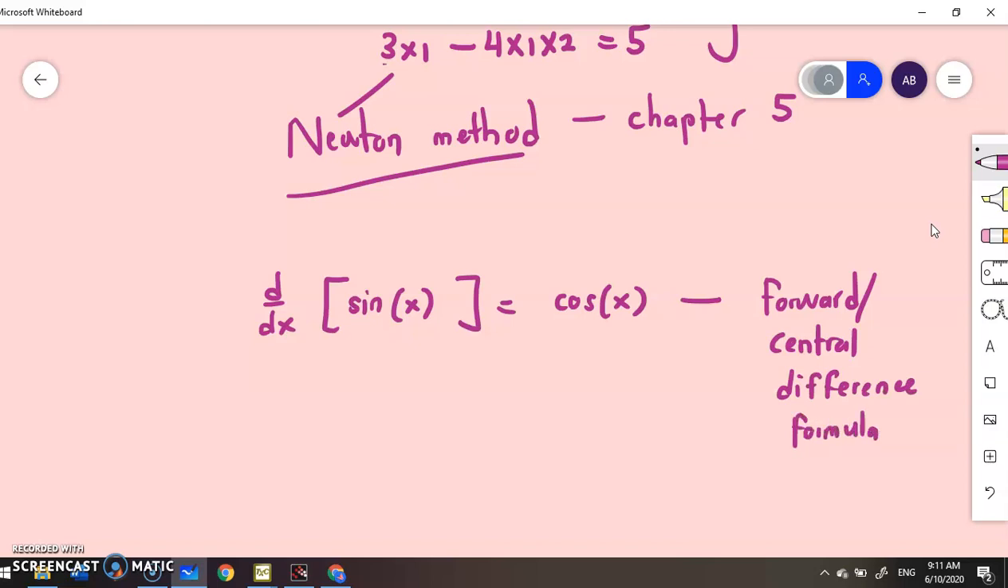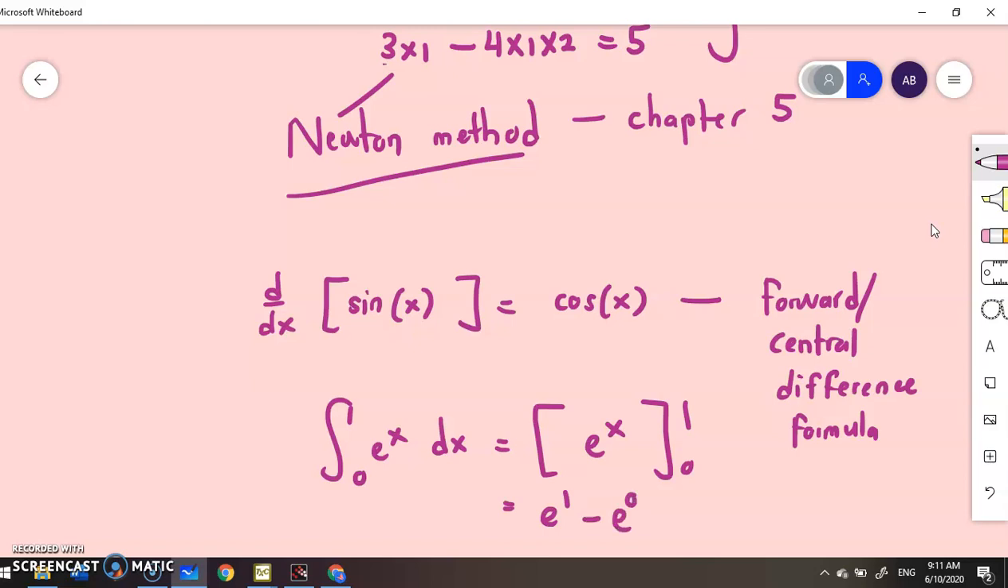Now similarly, if you have an integral of exponent x dx, how can I solve this? Obviously, it's not that difficult if you solve it analytically. But we will learn how to solve this numerically using a few methods: trapezoidal, Simpson rule, and then the midpoint rule. So this is the whole idea.